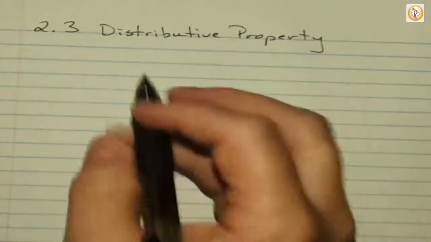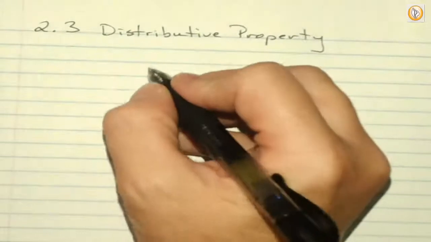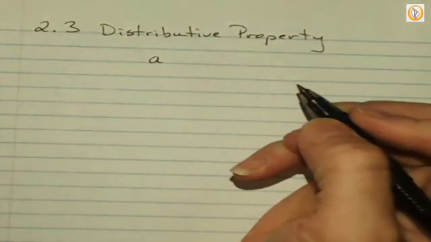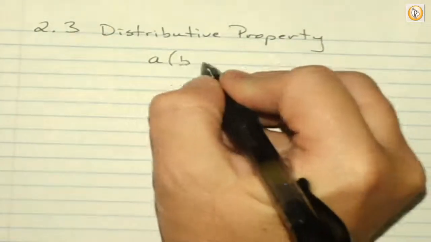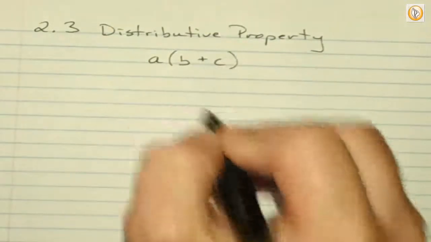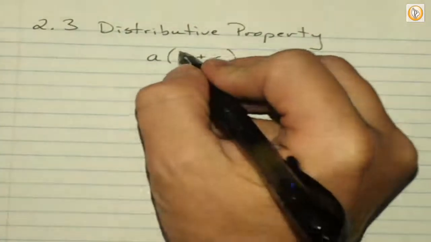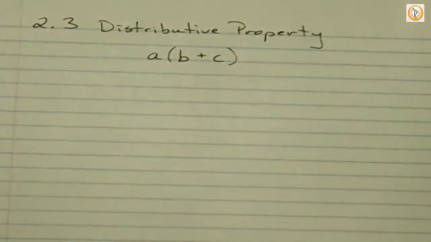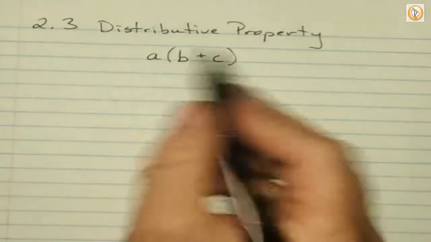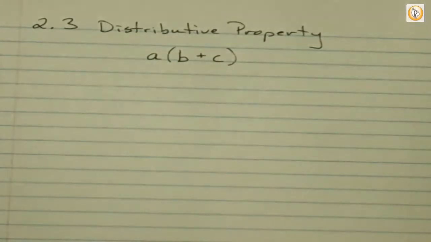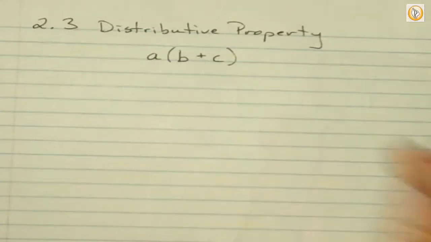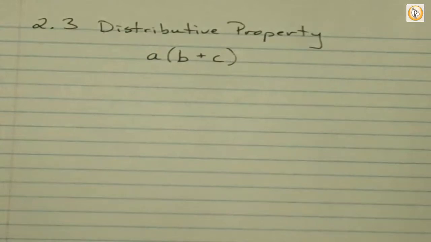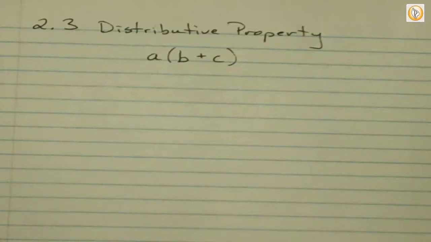The distributive property is where there's a number or variable outside the parentheses being multiplied by everything in the parentheses. So this is what the distributive property looks like. It's something on the outside being multiplied by everything on the inside. That's it. You have to have that memorized.